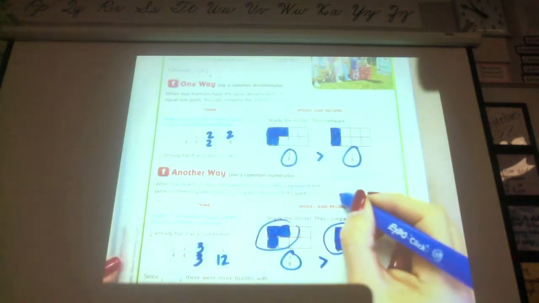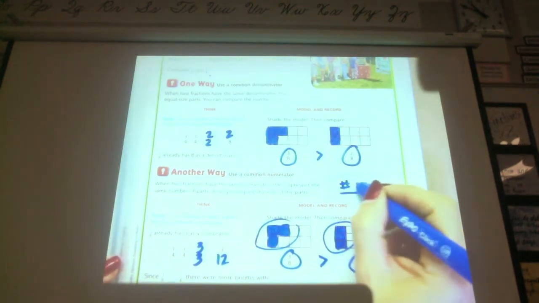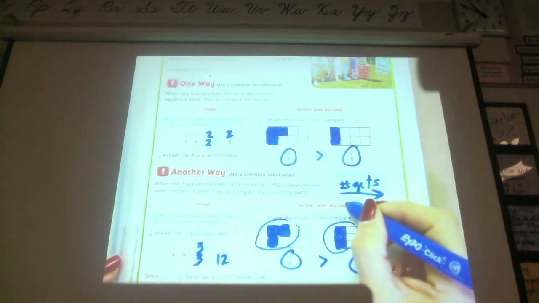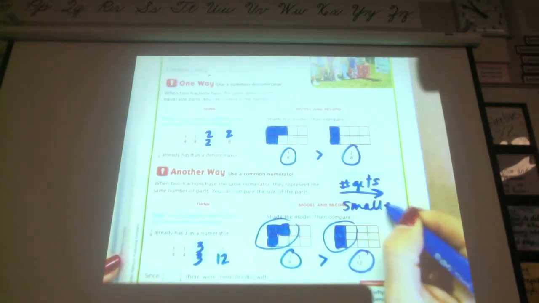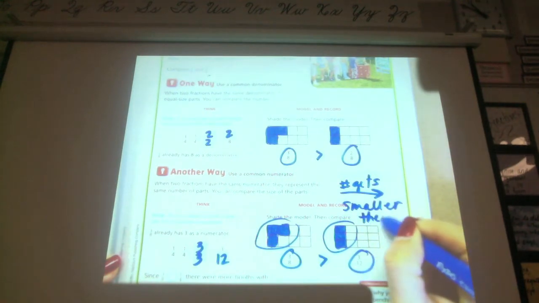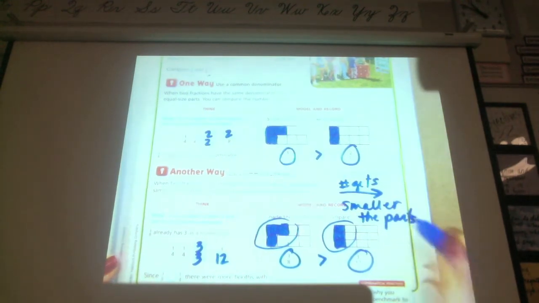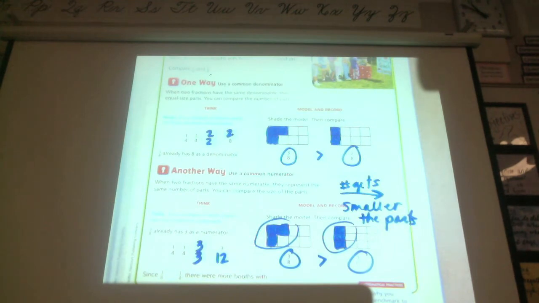Smaller. So the larger the number gets, the smaller the parts, right? So in this case, we start with our 8s, which are pretty big pieces. Our 12s, not as big, are they?